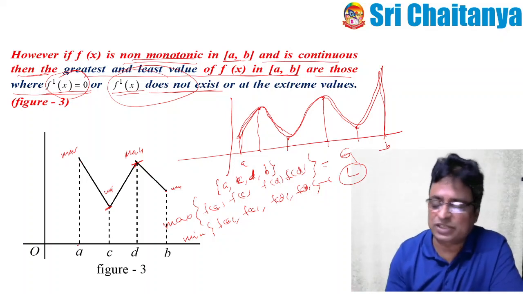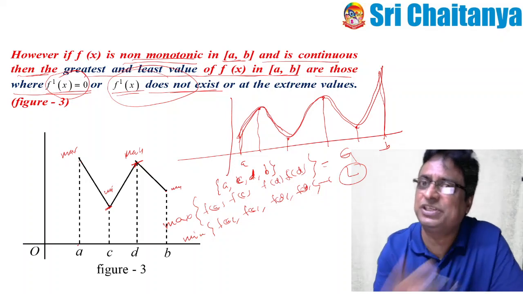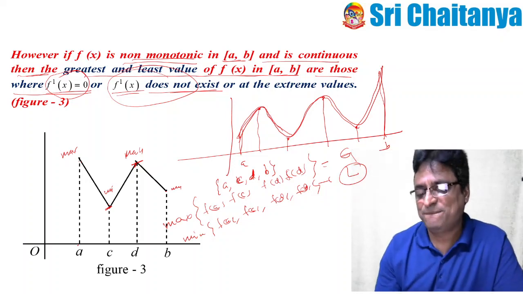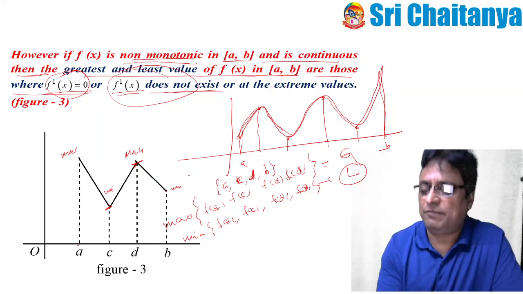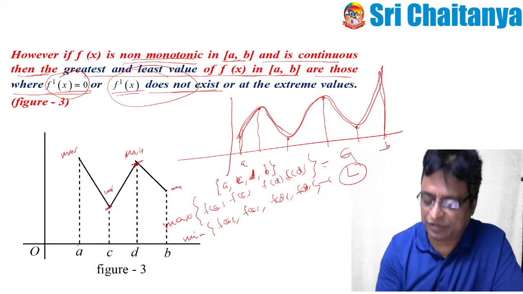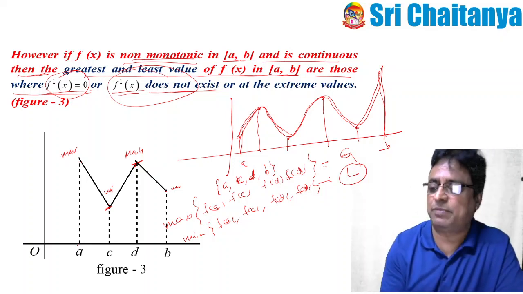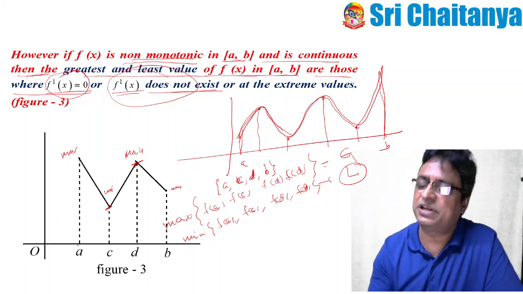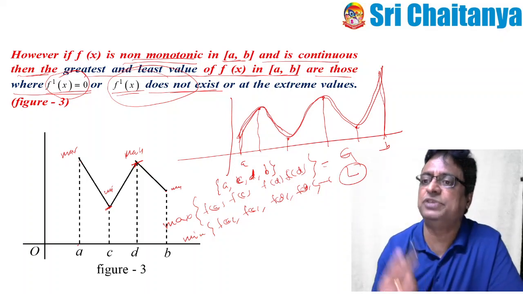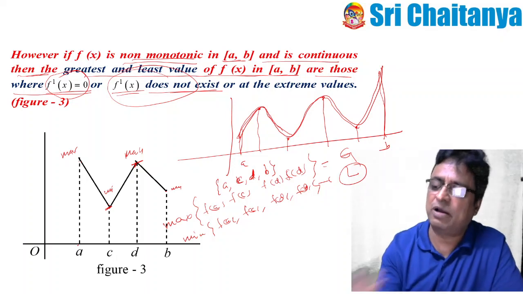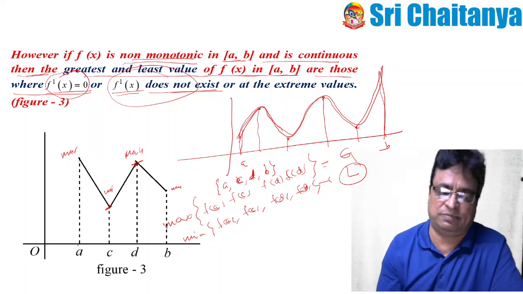Whenever they are asking you to find, for a continuous function defined in a closed interval [a, b], which is non-monotonic, the greatest and least values, what to do? Find the points where the derivative is 0 or the derivative does not exist, and including the extreme points, you collect all the functional values. From all of them you take the maximum value, which gives the greatest value. From all the points' functional values, you take the minimum, which gives the least. This is the procedure.